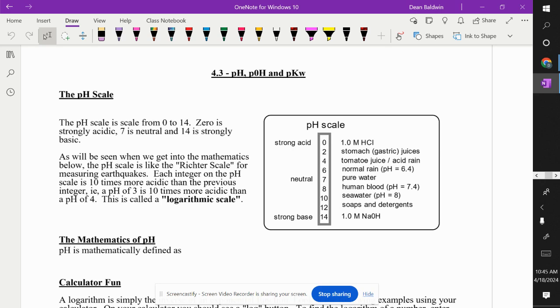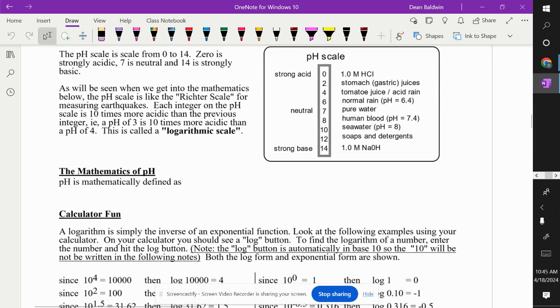low pH means more acidic. So it goes down to 0 all the way up to 14. The higher the number, the more basic or alkaline. So 1 molar NaOH has a pH of 14, and 1 molar HCl has a pH of 0. And then everything is in between. Neutral is 7.